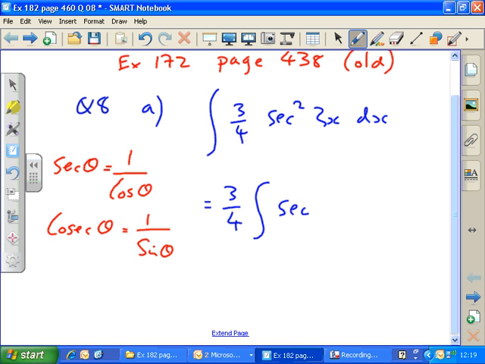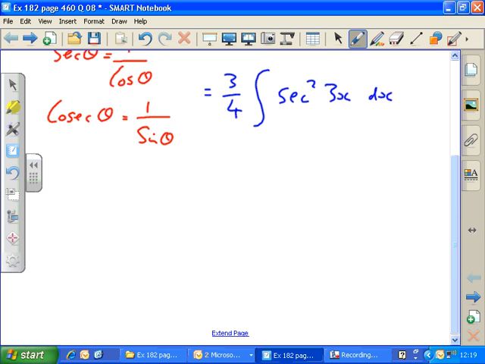of sec squared 3x, and then we look at our table of standard integrals, and we notice, this is on page 458, that the fourth one down, integral of sec squared ax is 1/a tan ax. So that means that we replace sec squared with tan 3x, and that's divided by 3, well, over 3, plus c.